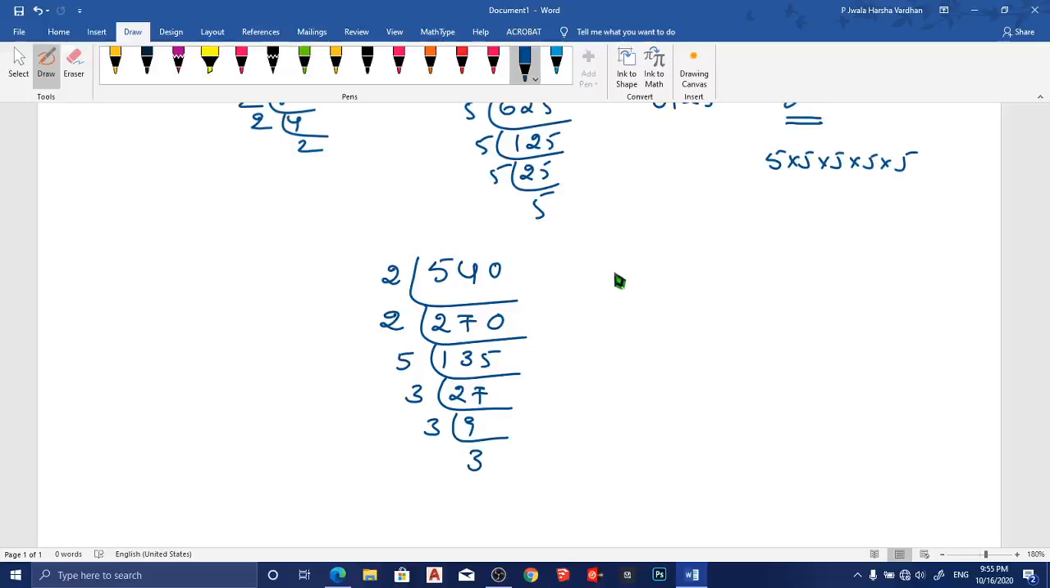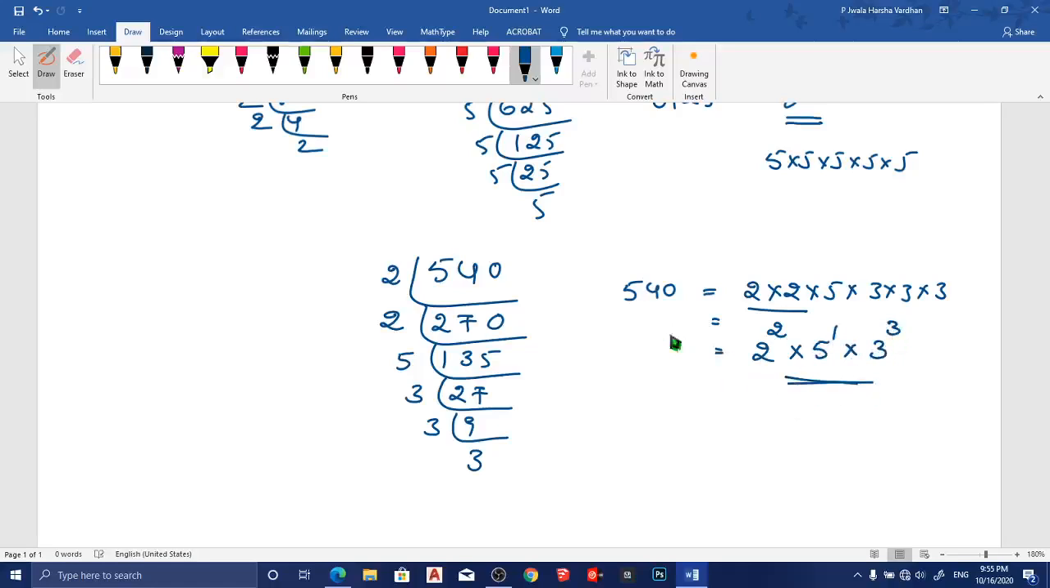more than 2 factors also you can write this. So 540 you can write this in the exponential form of, here observe here 2 into 2 into 5 into 3, how many times you are writing? 3 times. So now you can write up to here this 2 raised to the power of 2, because 2 times you are multiplying. 5 is only 1 time. 3 you are multiplying 3 times. So 3 raised to the power of 3. So this is the exponential form of 540.